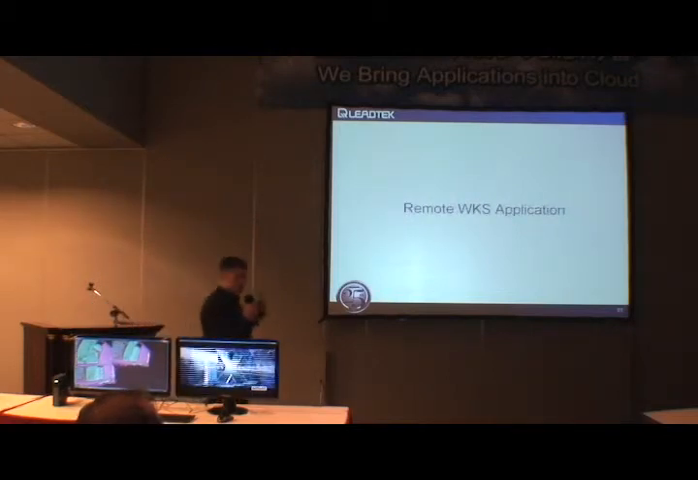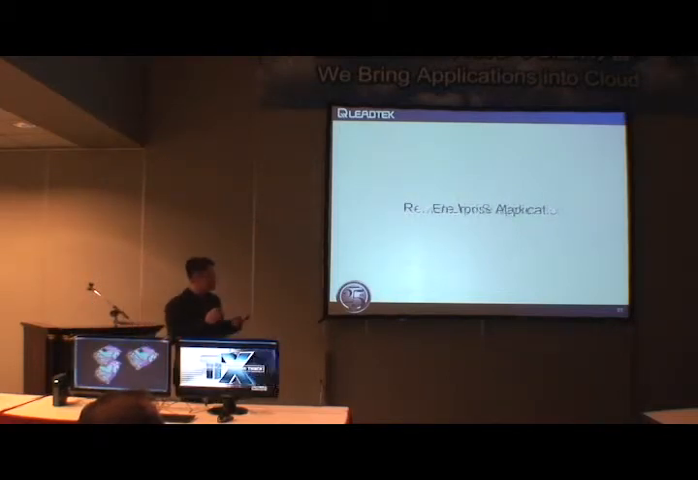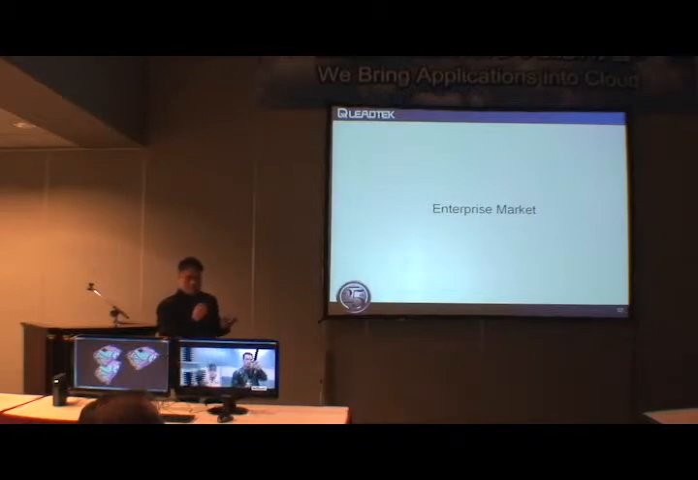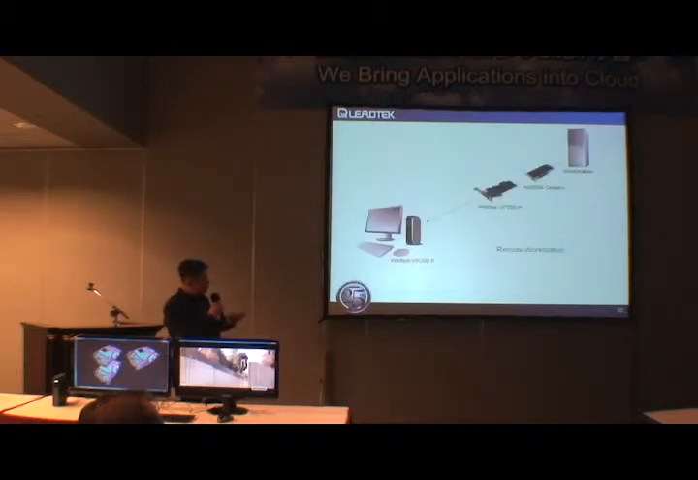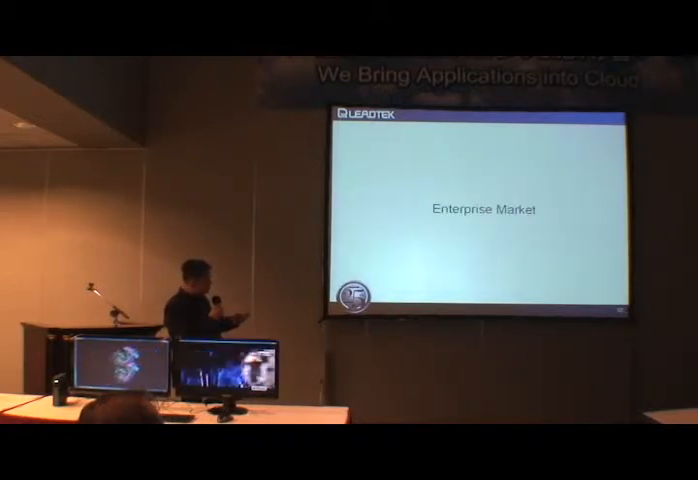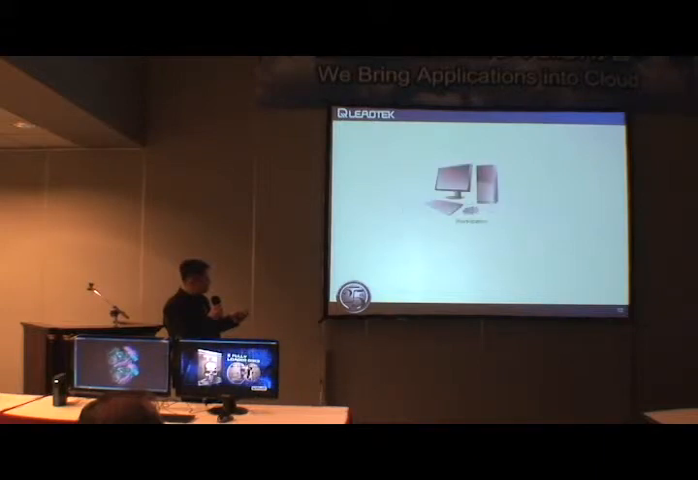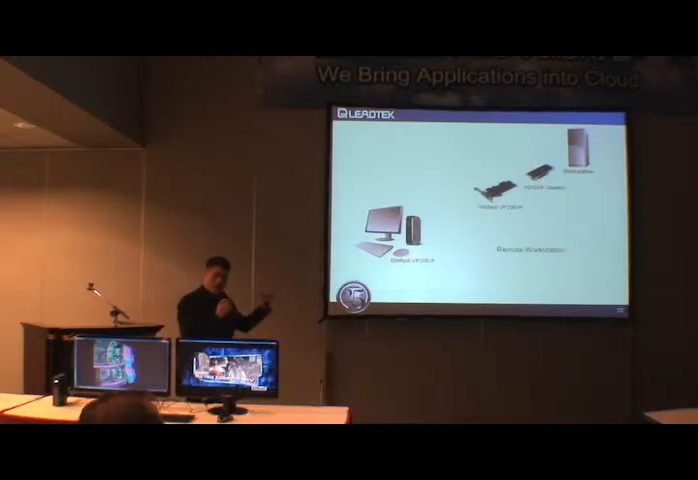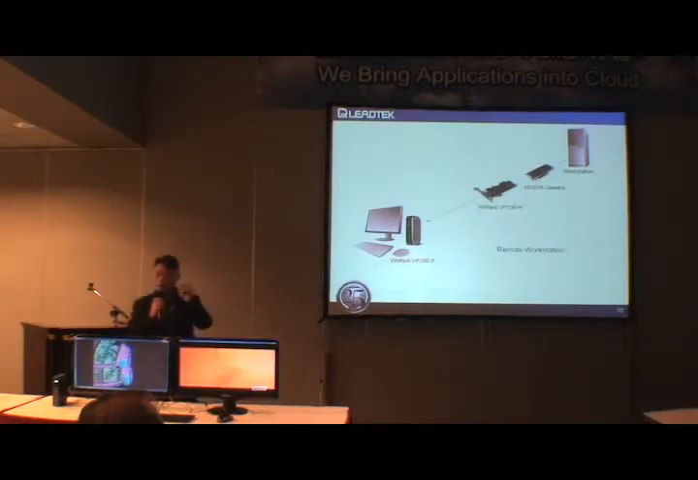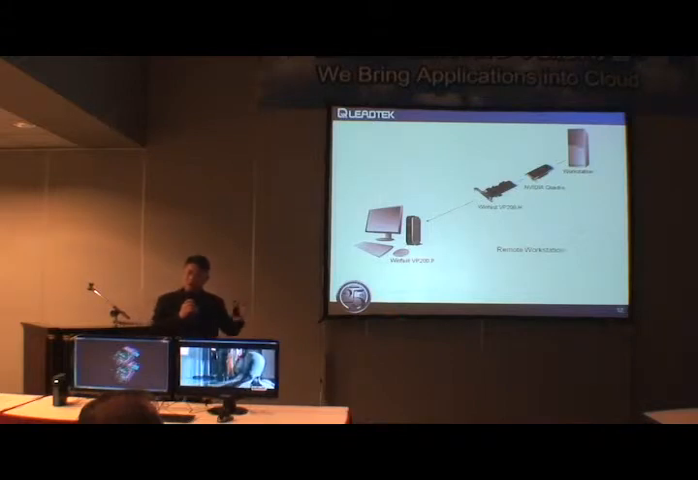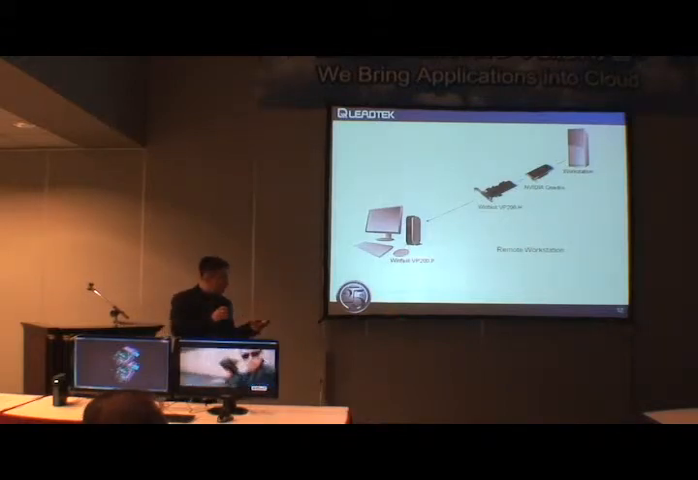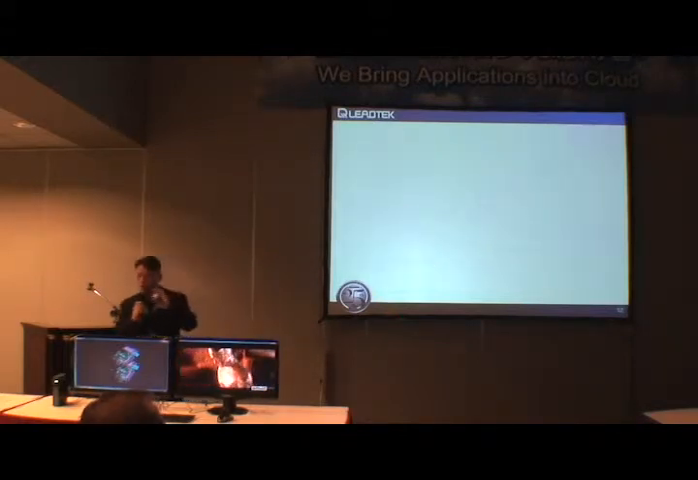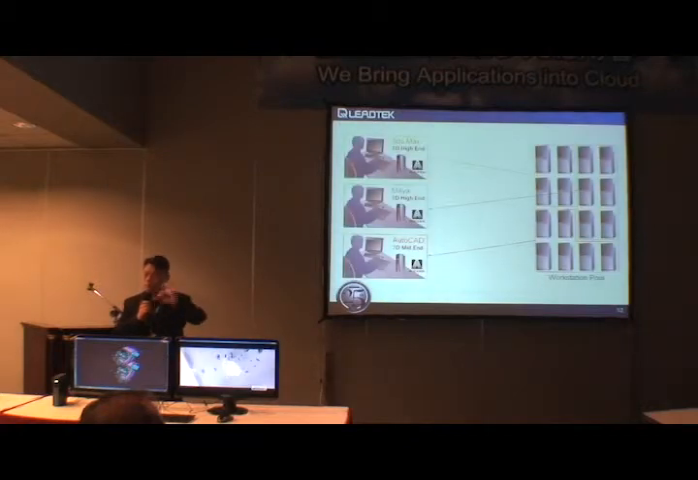Then let's go to the remote workstation application. First one is enterprise market. In this diagram, you can see the workstation and the monitor will be separated to different parts. The Windows desktop will be delivered from workstation to a graphic card, and then to a host card, and to the zero client. So that's the reason we can put all of the workstation in backend workstation pool.